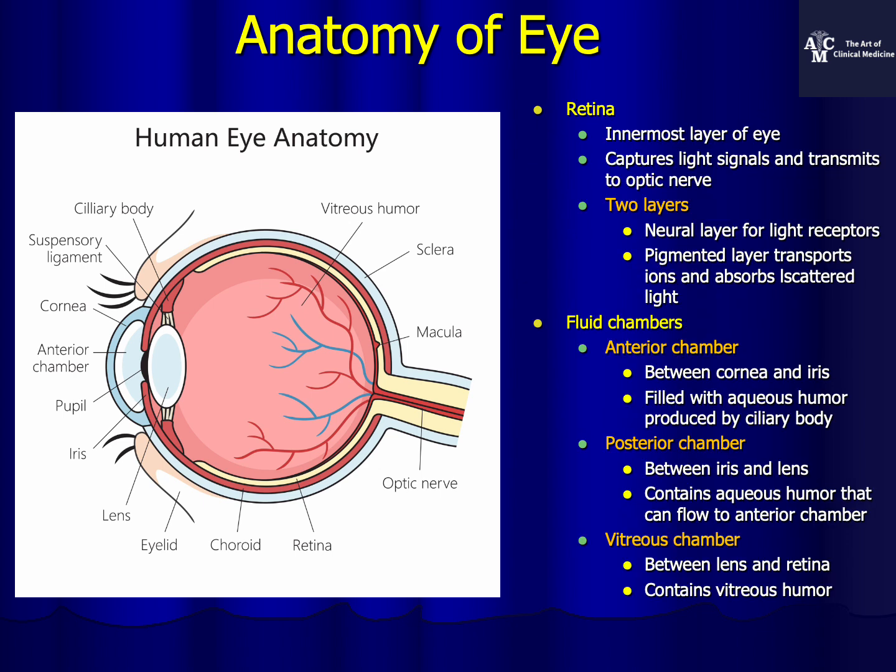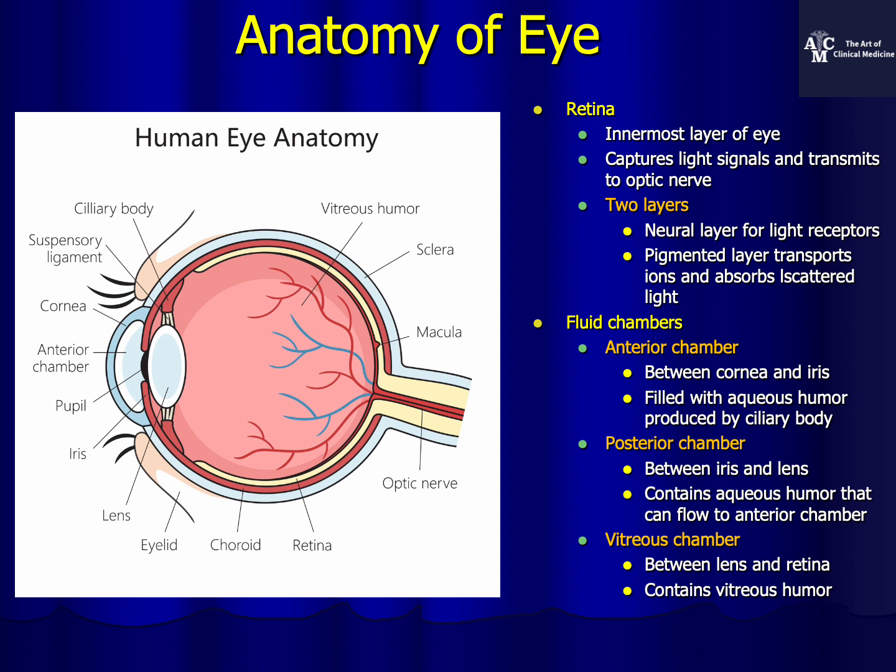Moving further back now, the retina, which is this yellow layer here, is the innermost layer of the eye, and this is what captures the light, the signal coming through the lens, and transmits this directly to the optic nerve shown in the back of this diagram. There are also two fluid chambers to provide lubrication for all of these and to maintain a certain pressure too. The anterior chamber is between the cornea and the iris, and this is filled with aqueous humor produced by the ciliary body.